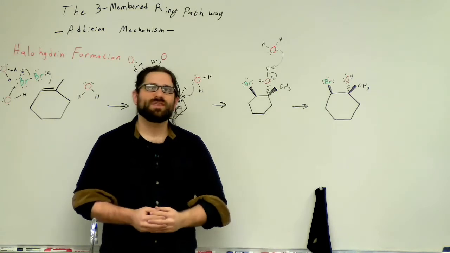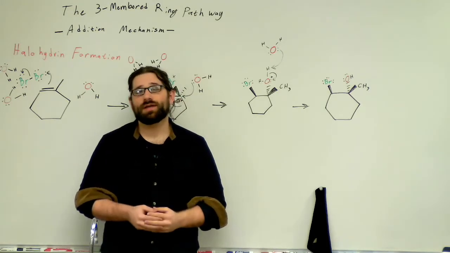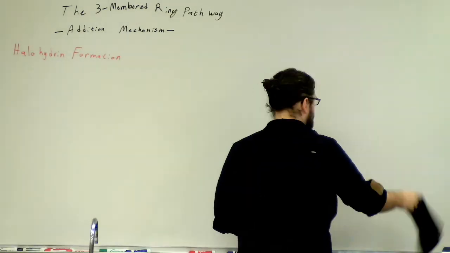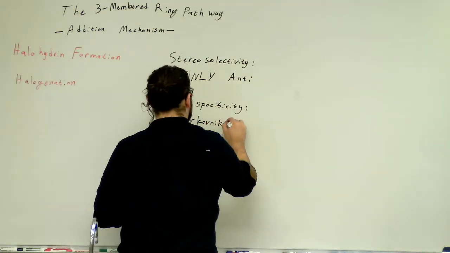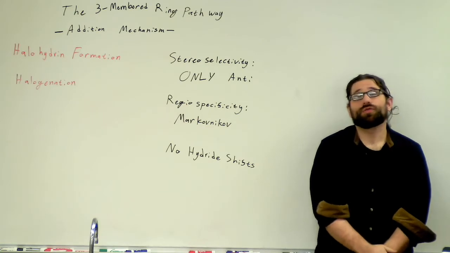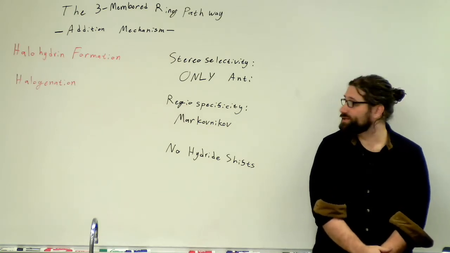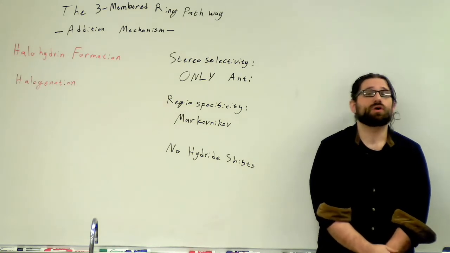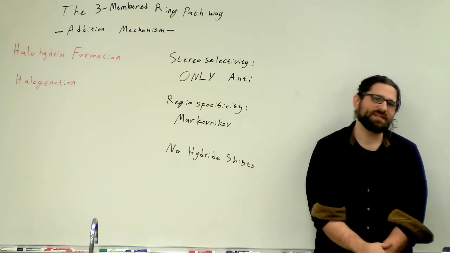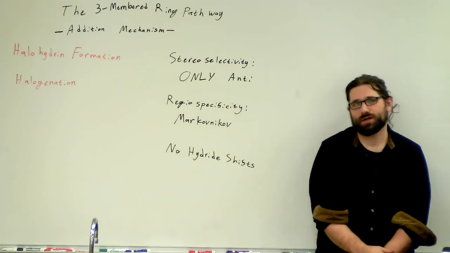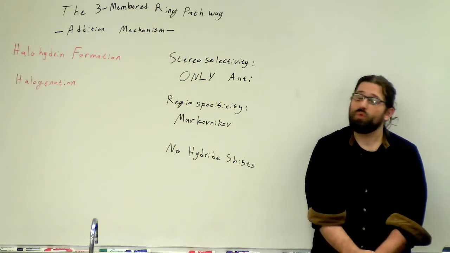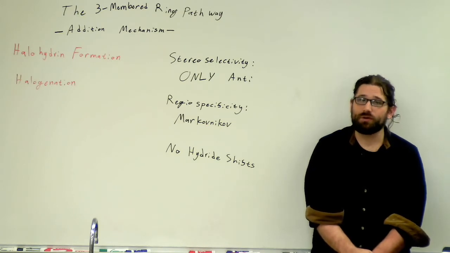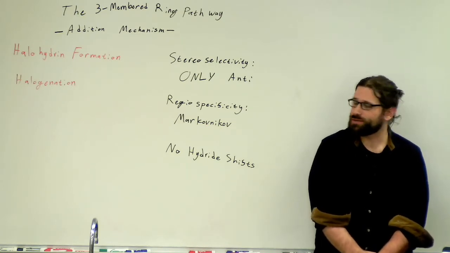So, what are some of the things that we need to keep in mind when we're looking at the three-membered ring mechanism? So in the three-membered ring mechanism, we are going to have some stereoselectivity, which means that we're going to only have the anti-configuration for our products. So we need to keep that in mind. Whenever we do the three-membered ring, we do need to show the stereochemistry of the products.